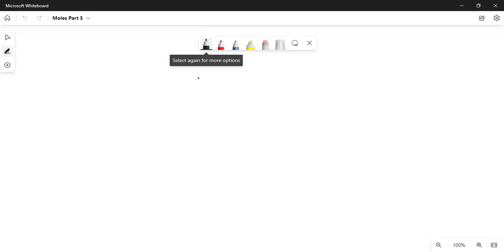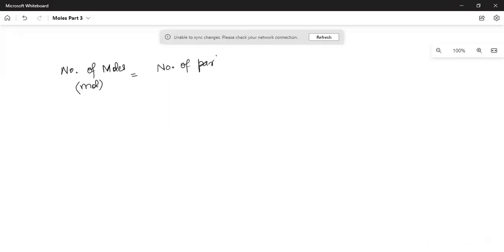So today we are going to talk about number of moles when they are converted from the quantity, which simply means in counting. So the number of moles is equal to number of particles, any number of particles, and it's literally the counting for number of particles.